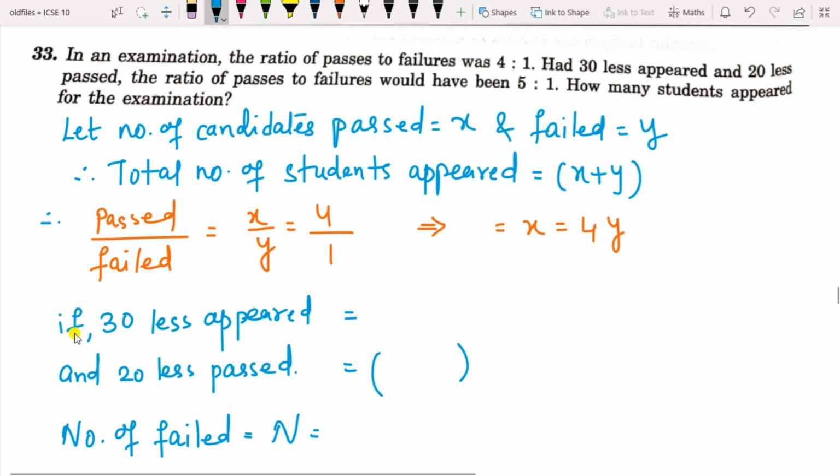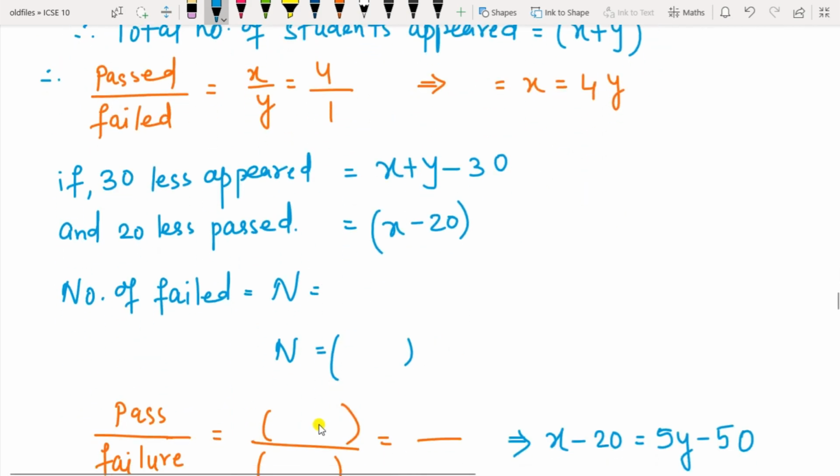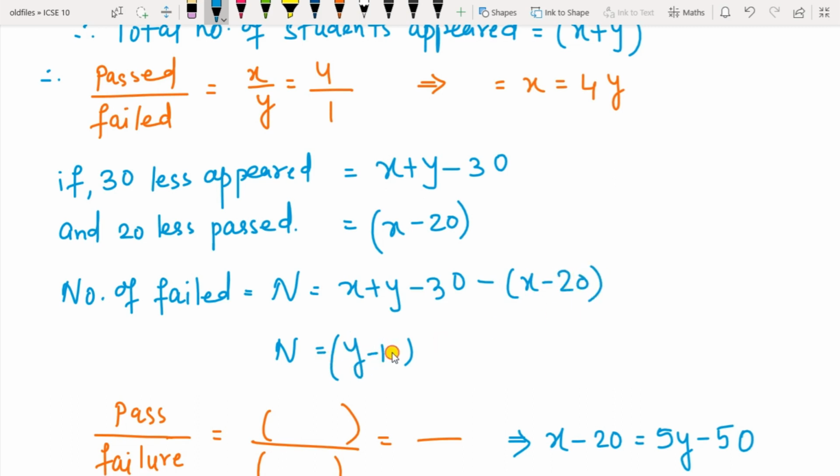Now further they are saying that if 30 less appeared, so total number of students appeared were x plus y. 30 less appeared means subtract 30, this will be minus 30. 20 less pass, so pass were x, so x minus 20. So the number of students failed, that will be now total minus this pass. So x plus y minus 30 minus x minus 20. So if you solve this, you get y minus 10 as the number of students failed. So pass upon fail now.